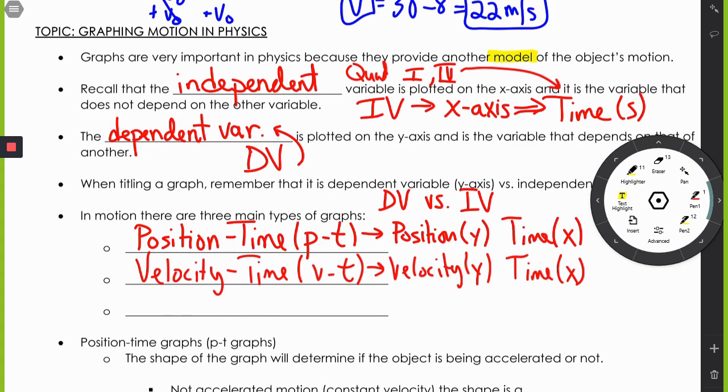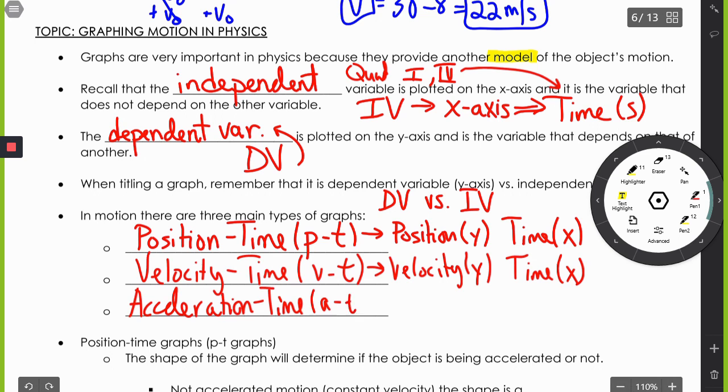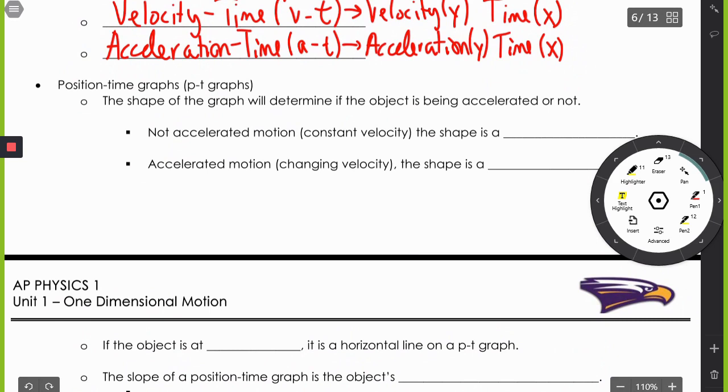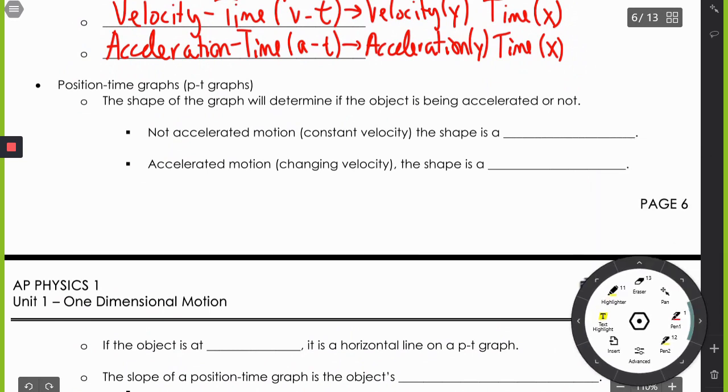And then the last one is an acceleration time graph, or an AT graph. This graph, I'll tell you right now, is probably the easiest graph that we will use. This is acceleration on the y, and again, time on the x. Now we're going to spend some time breaking these graphs down and then doing some examples on how we interpret these graphs. The interpretations are different because of those variables and where things are plotted.